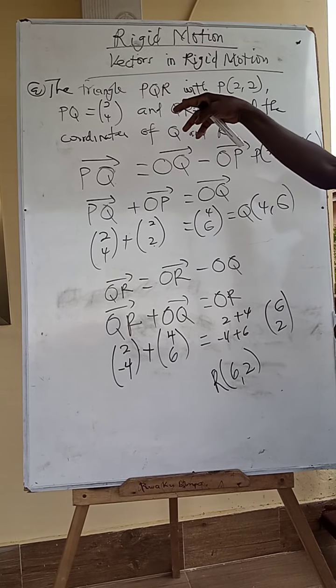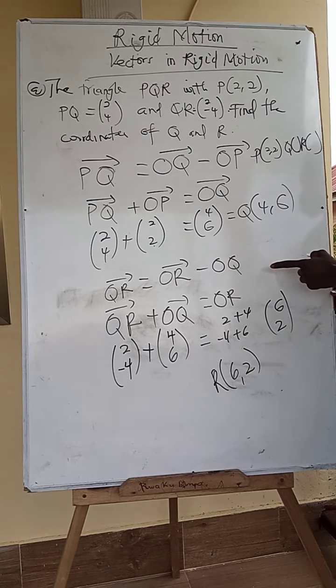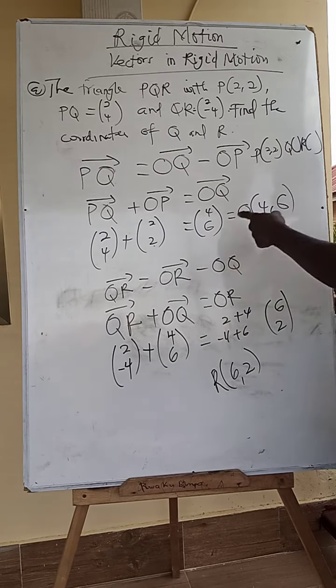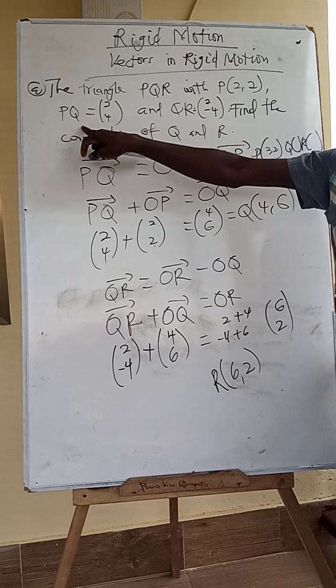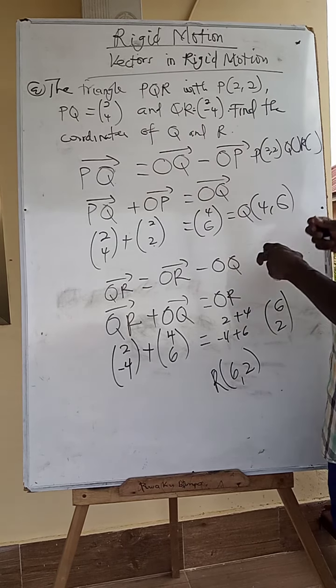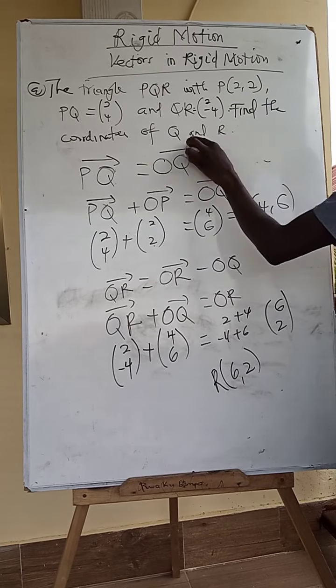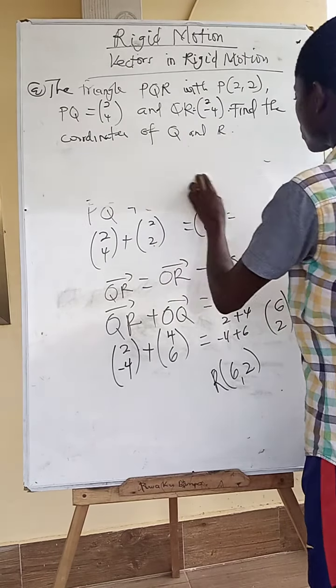Yes, after you get P, Q, and R, you can plot P, Q, and R. But they will just give you this vector just as a guide for you to find Q and R. Let's solve some examples on it too, just to make you understand it better.